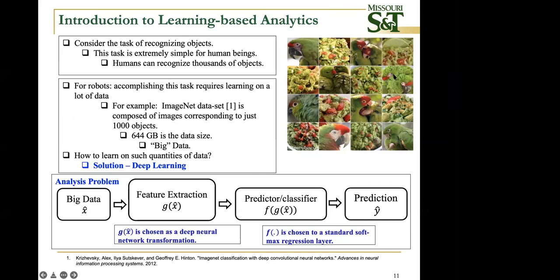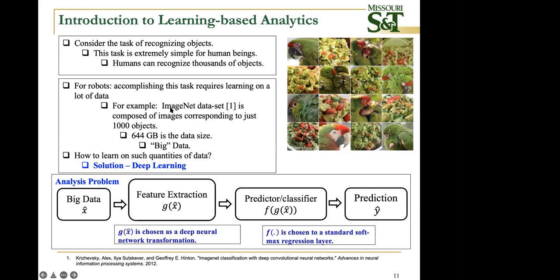The goal was to really identify which of these images are parrots and which of these images have avocados. This is a very hard job for a computer, but it's a lot easier for human beings, okay? Humans can recognize thousands of objects, but to have a robot with a camera recognize this is very difficult.